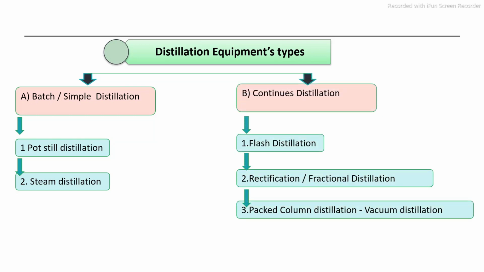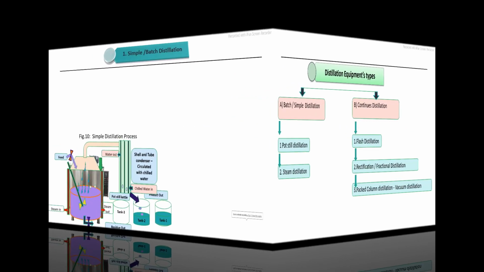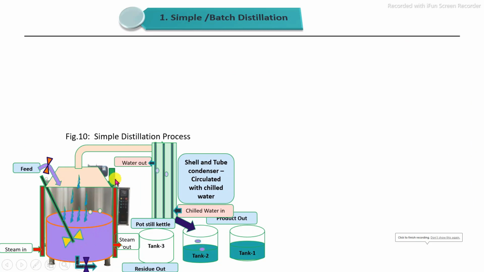Then the second group is the continuous distillation process, used to get a more concentrated product. In continuous distillation, the first one is flash distillation, the second one is rectification or fractional distillation, and the third one is packed column distillation. Simple distillation, also called batch distillation, is operated batch-wise in the production process.